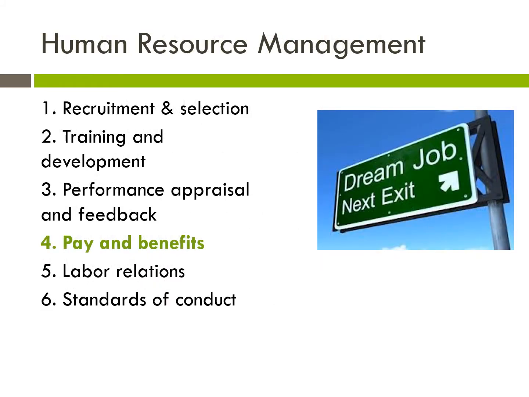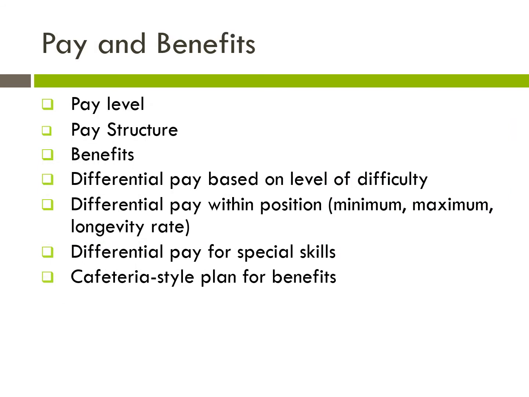Now let's move on to pay and benefits. Pay level is how the organization's pay incentives compare to other organizations in the industry. Managers can decide to offer low or high relative wages. Pay structure clusters jobs into categories based on importance, skills, and other issues. Benefits. Some are required, such as Social Security and workers' comp. Others, like health insurance and daycare, are provided at the employer's option.